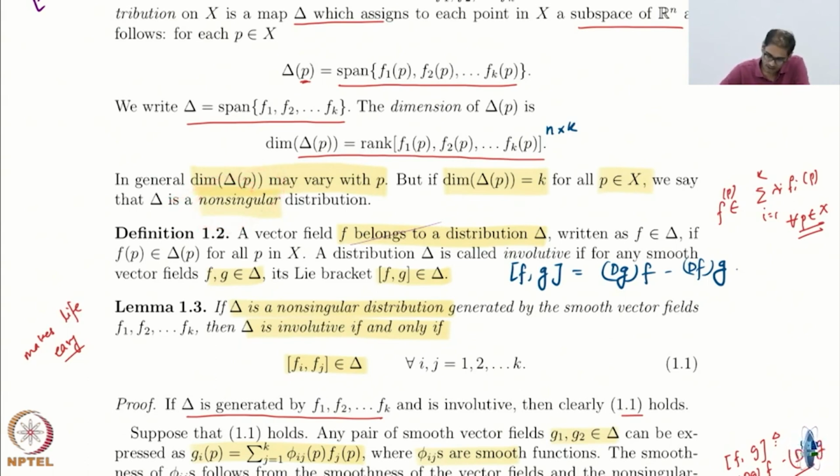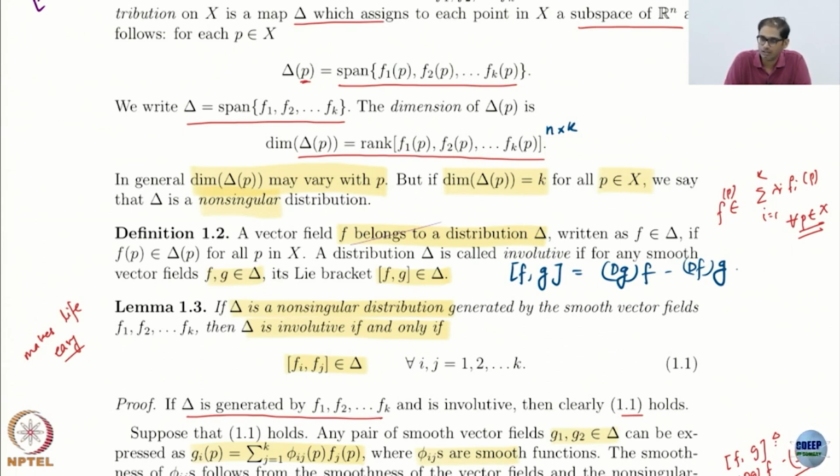We say that a vector field belongs to a distribution, written as F in delta, if F of P belongs to delta at P for all P. A vector field is said to belong to a distribution if F of P is in delta of P for all P, simple. Further, a distribution is said to be involutive if any two vector fields belonging in the distribution implies that their Lie bracket belongs in the distribution, okay.